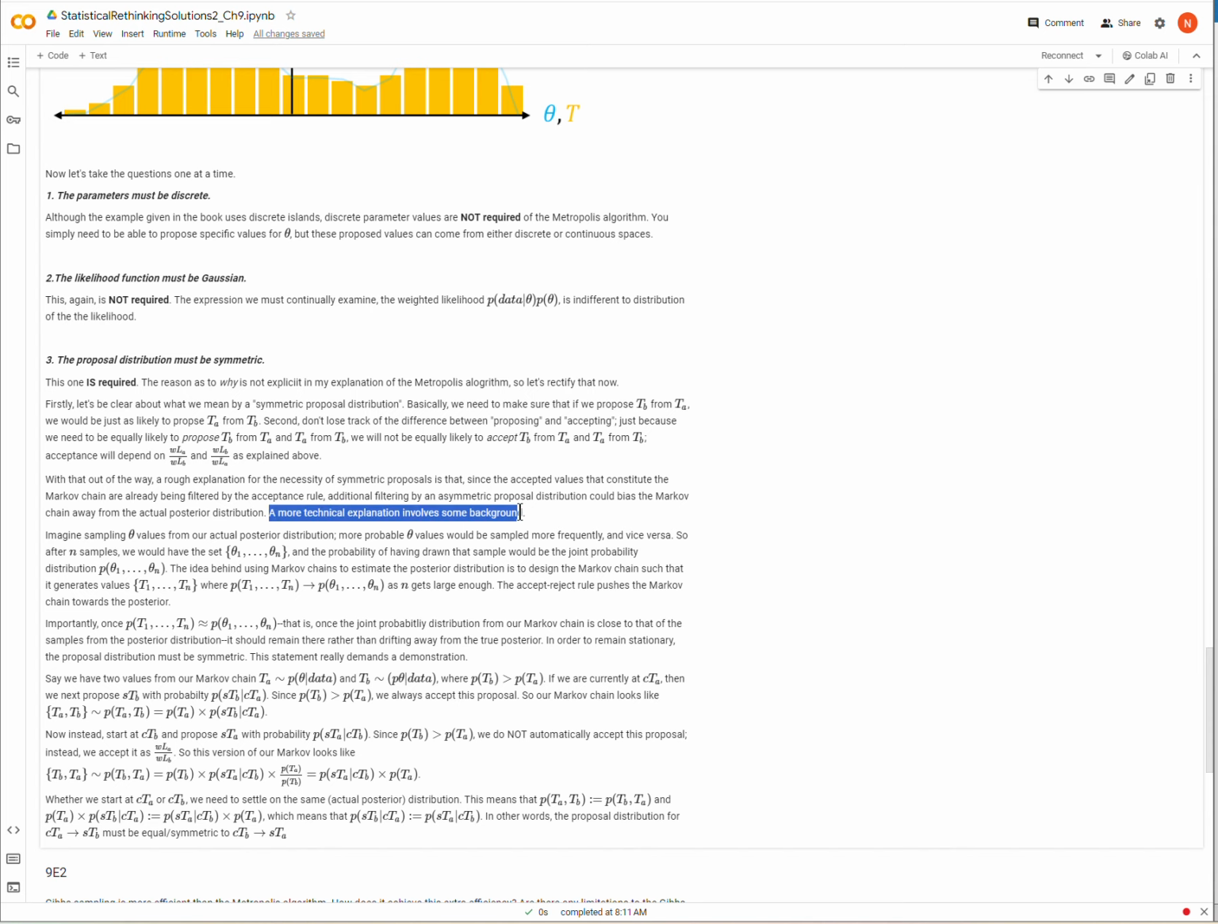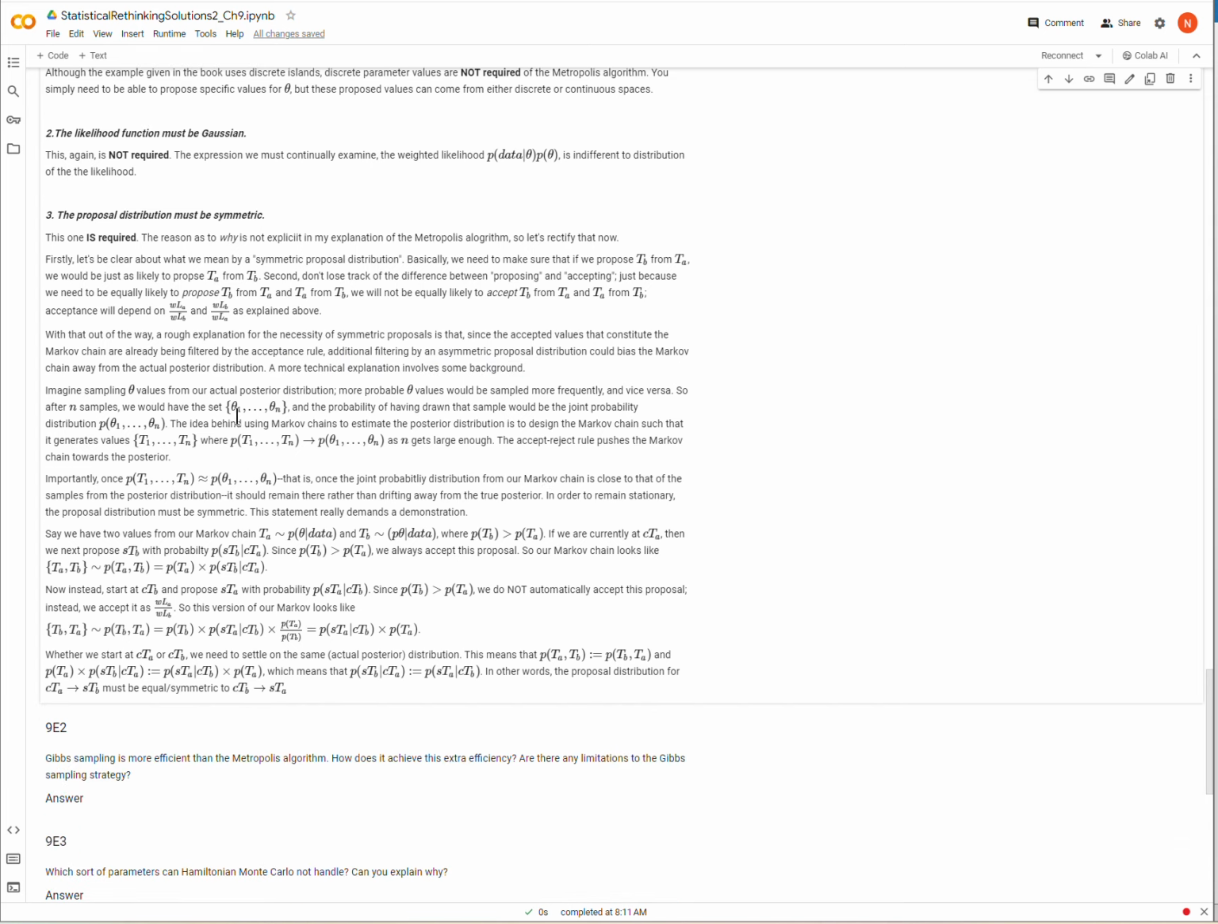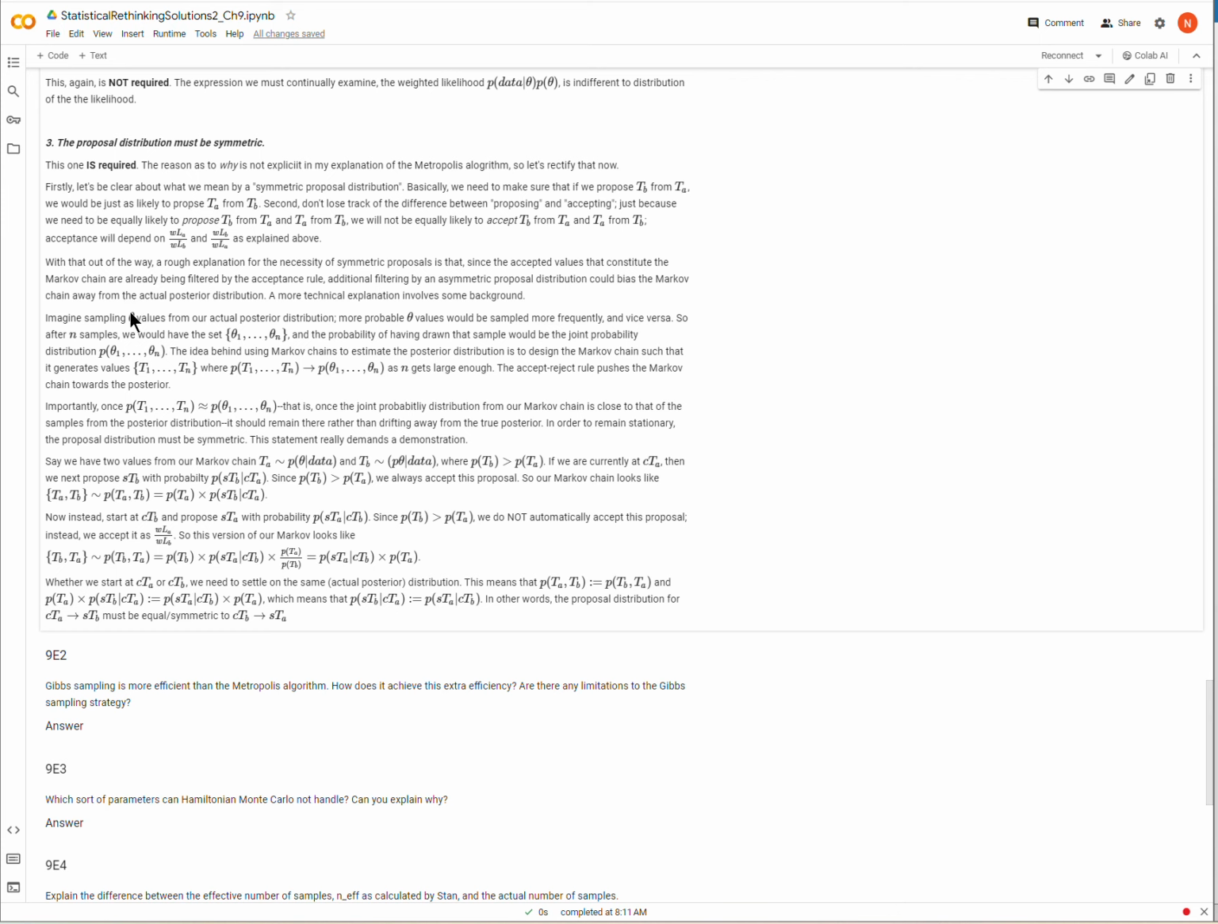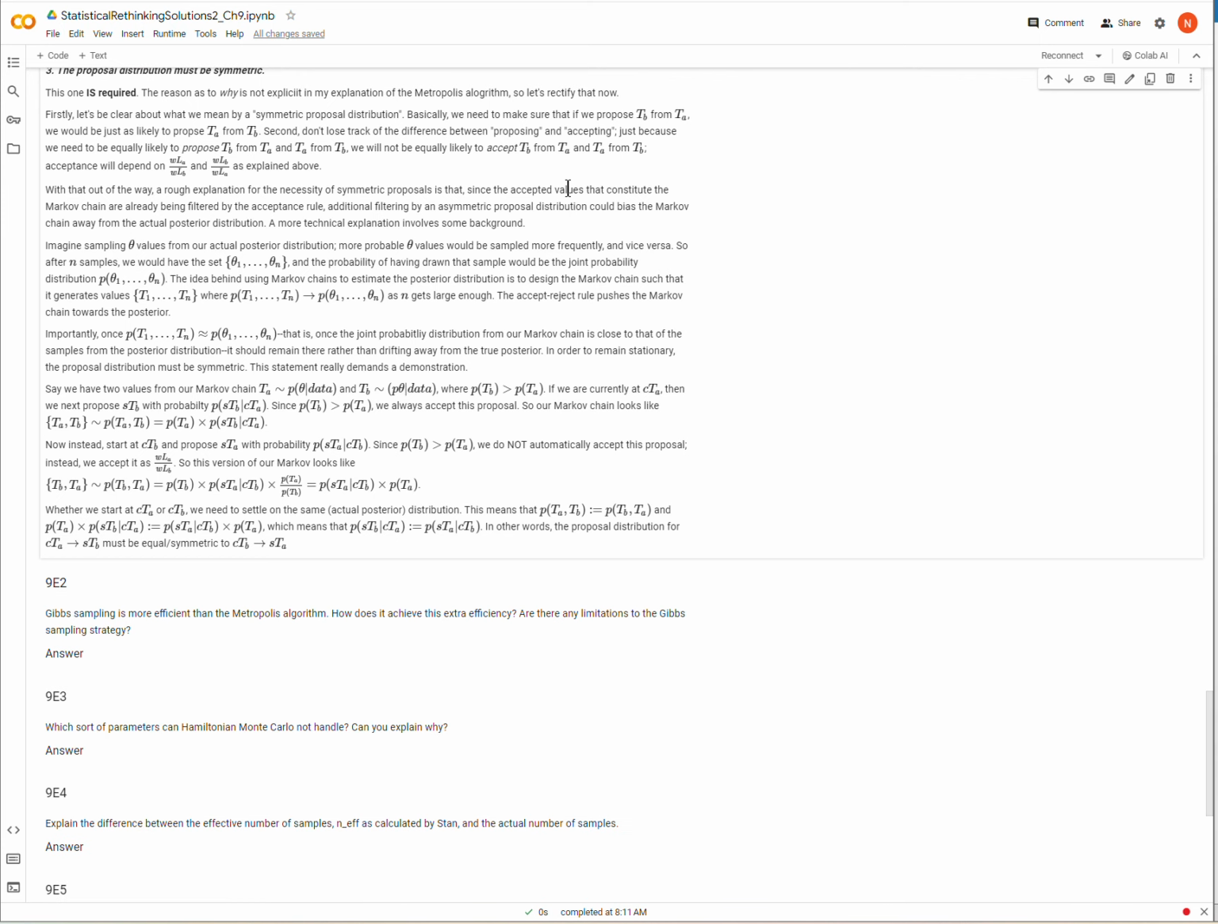And so if you want a more technical explanation, then we need to go deeper. Okay, and so that's what's happening here. Okay. So let me go through this here. So the idea of using a Markov chain to approximate our true posterior distribution is like this.